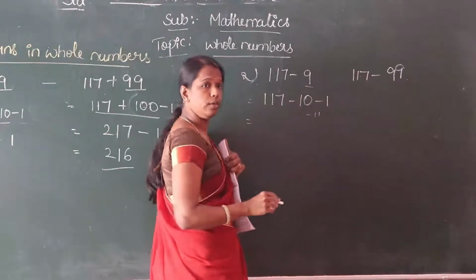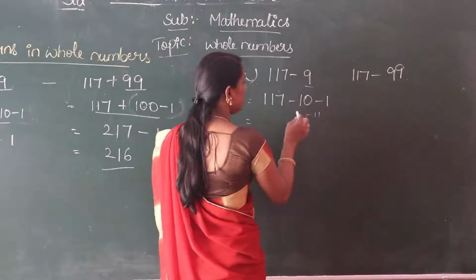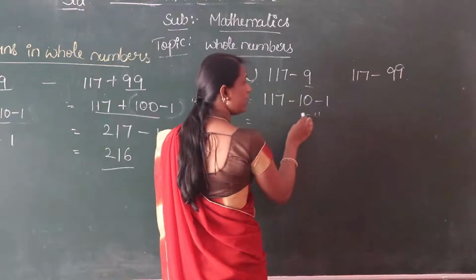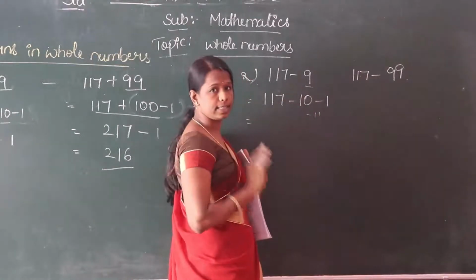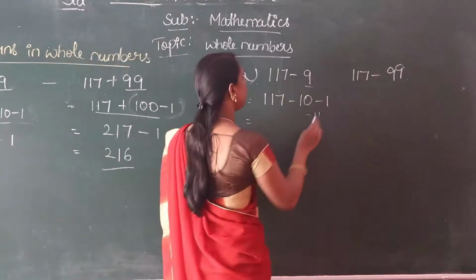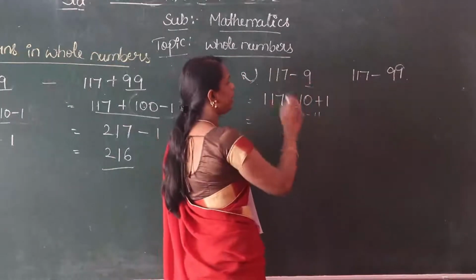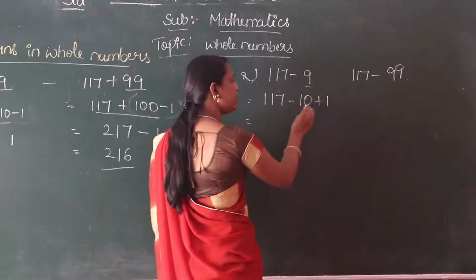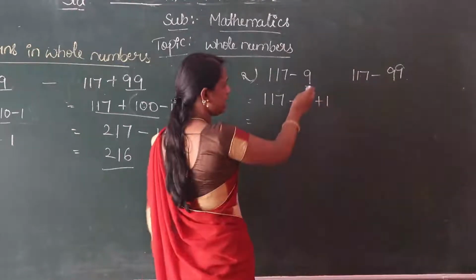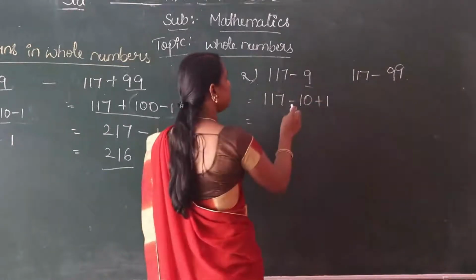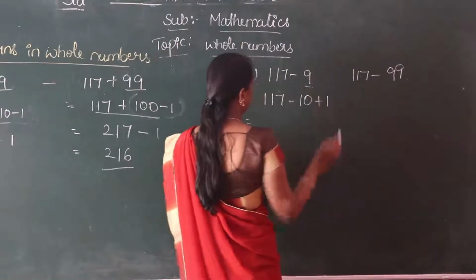You know the rules, because where the two minus signs are there, we have to add, but the symbol is the same. But we have to do subtraction here, no? But we have to get 9, no? So that's why minus 10 plus 1, you get minus 9. Clear? Minus 10 plus 1, you get minus 9.